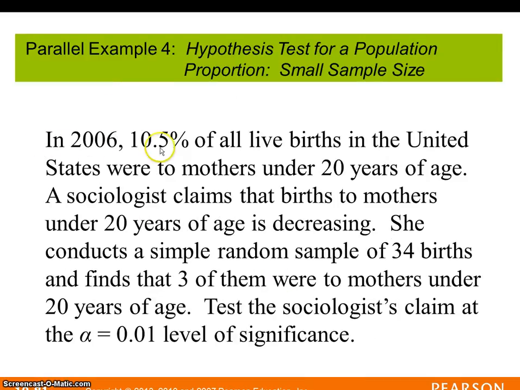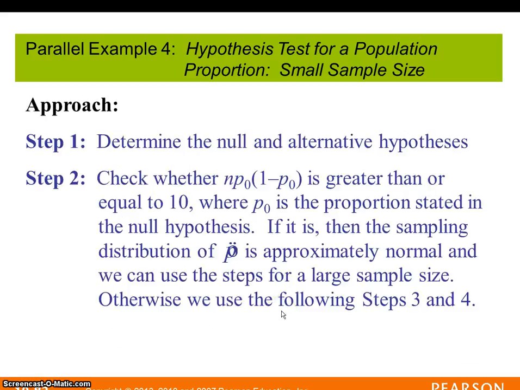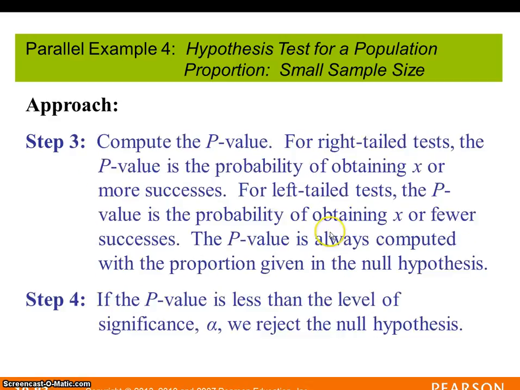For example, let's say in 2006, 10.5% of all births in the United States were to mothers under 20 years of age, and a sociologist claims that the births to mothers under 20 years of age were decreasing. So she conducts a simple random sample of 34 births and finds that 3 of them were to mothers under 20 years of age. She tests her claim at the 0.01 level of significance. Determine the null and alternative hypotheses, determine whether the conditions are met, compute the p-value, and if the p-value is less than the level of significance, we reject the null hypothesis.